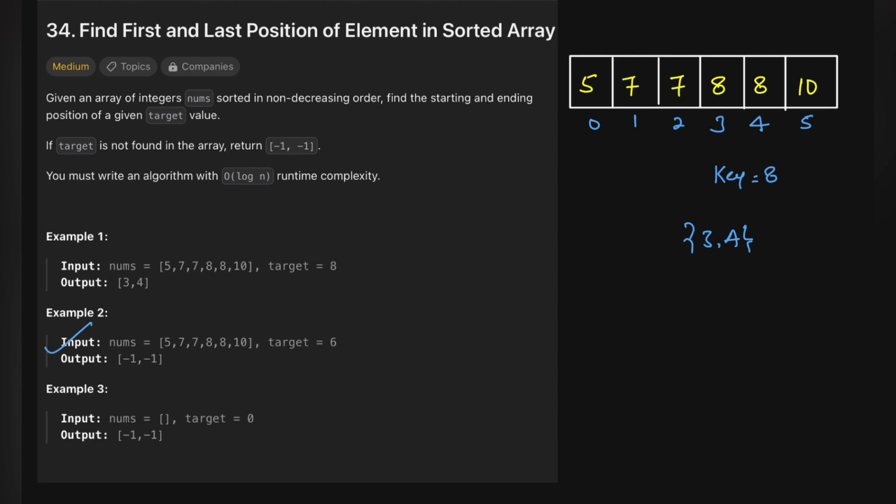Here in this example, they have asked us to find the target value 6. But the point is, we can see there is no 6 present in my array. So I have to return -1 -1, since there is no starting position and ending position for the target value 6. So I hope you understood the meaning of the question. Now let's try to derive the answer for this question.